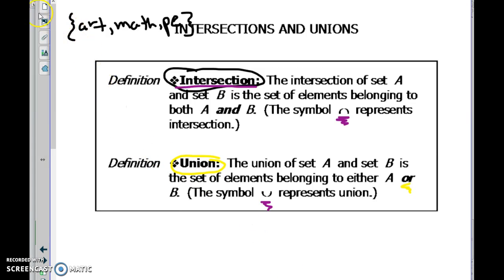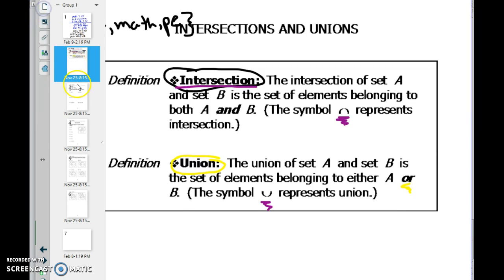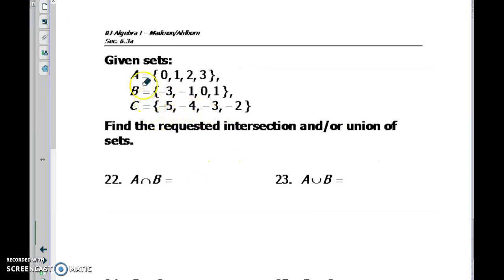Okay, let's do an example. I think that this will help a little bit. We're given the sets A, B, and C, and they all have different elements. Just like we had art, band, choir, now we just have numbers: 0, 1, 2, 3. In set B, we have -3, -1, 0, 1, and in set C, we have -5, -4, -3, and -2.